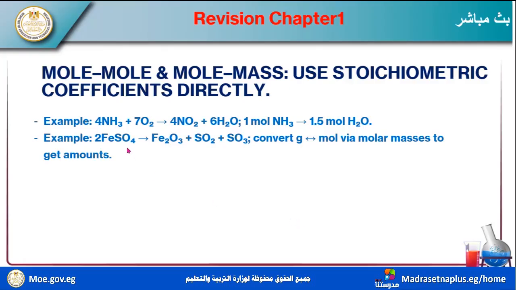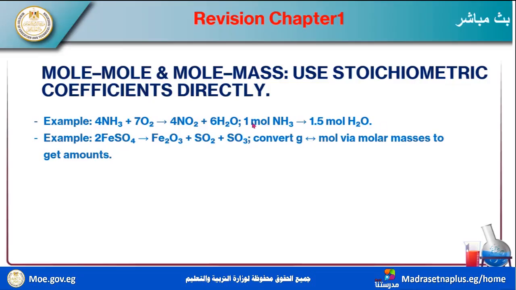Now we must review this balance, please. We have 12 hydrogen, 4 nitrogen, and 14 oxygen: 6 plus 8 equals 14. Now 1 mole of NH3, 1 mole of H2O, 1.5 moles. How can you predict this ratio? We have 4 NH3 producing 6 H2O.